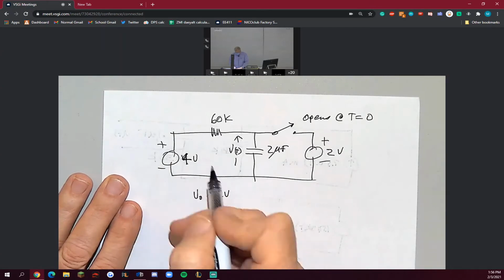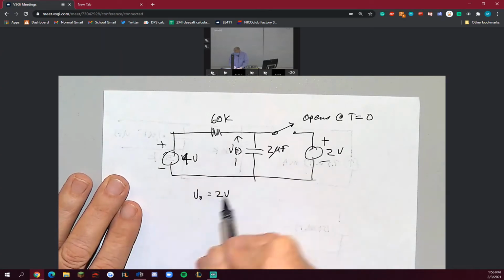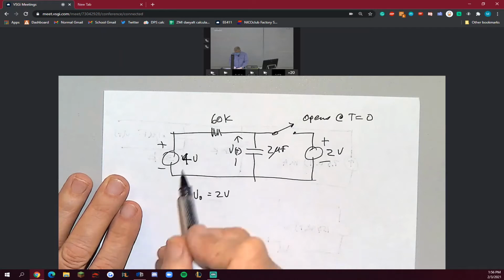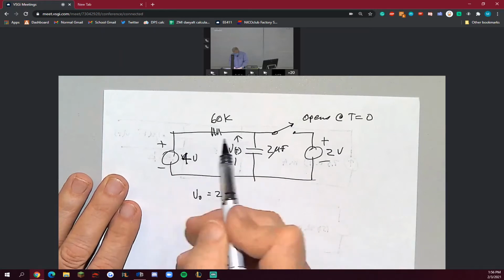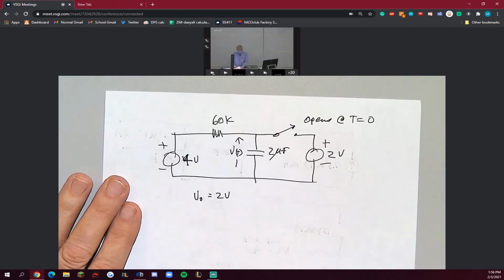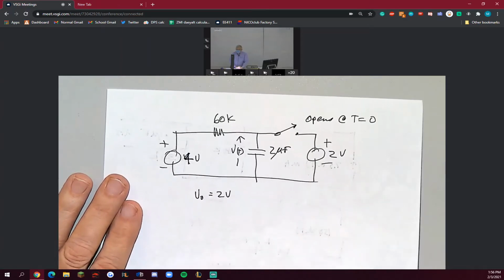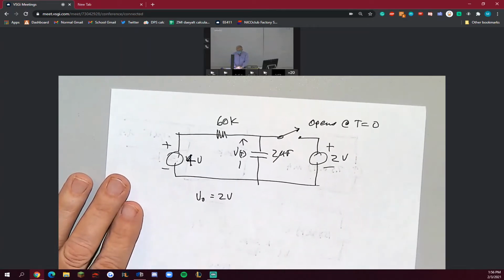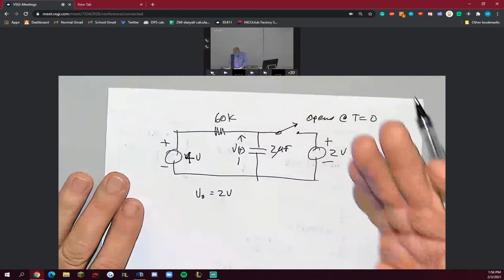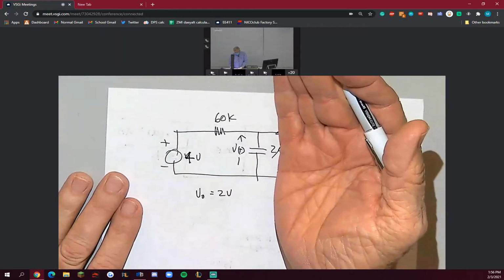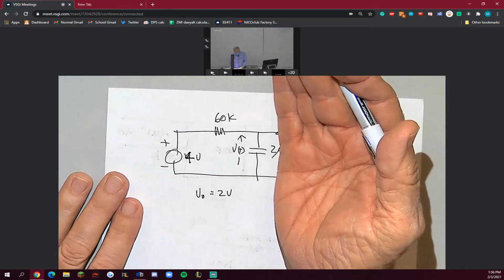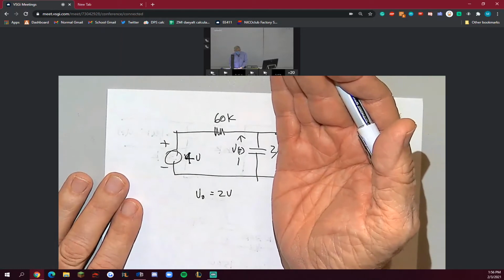Now this 4-volt source is out here, but there's a resistor, and so it's got 2 volts across this 60K resistor. It's just sitting out there not doing much. Then the switch opens, the 2-volt source goes away. Okay, now what's V infinity? That's 4 volts, isn't it?